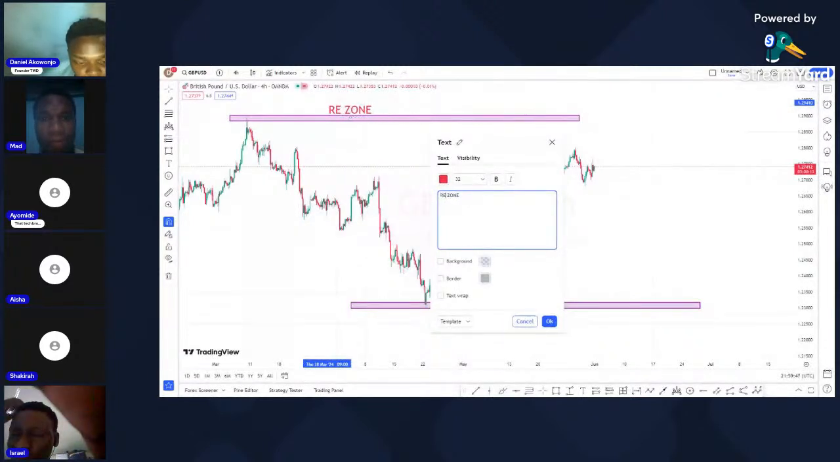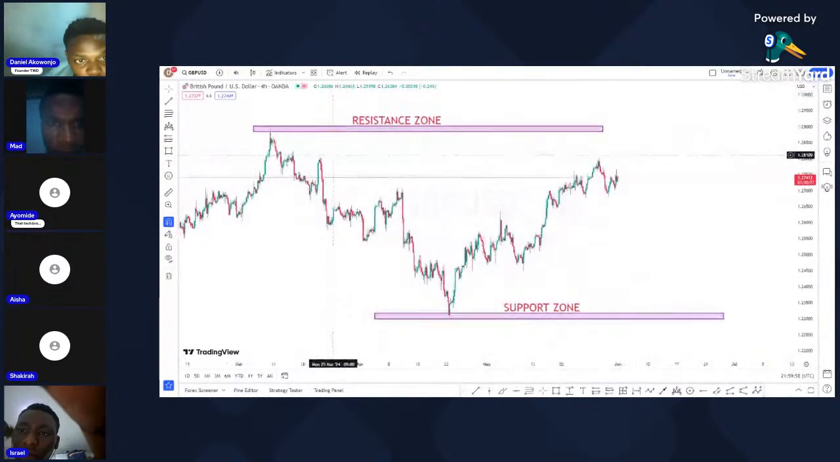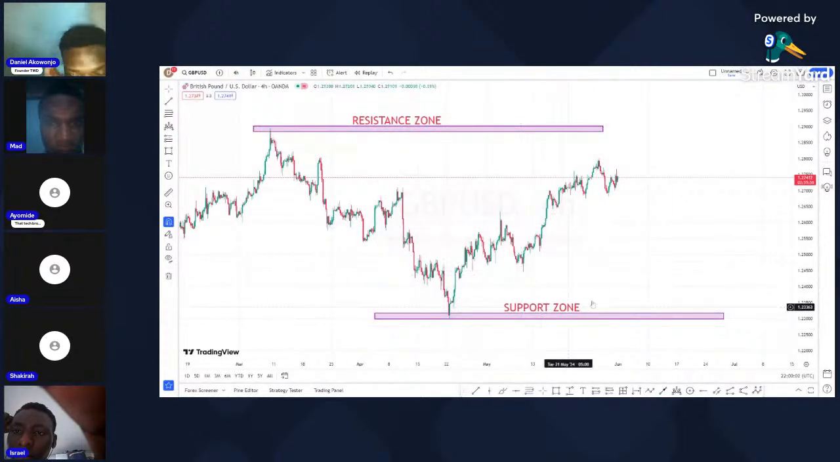We call this a resistance zone. So now, having known this, you need to pay attention to something, right? You need to know that these zones are just marked. They are just the little ones that I can say are obvious. There are a lot of them here.